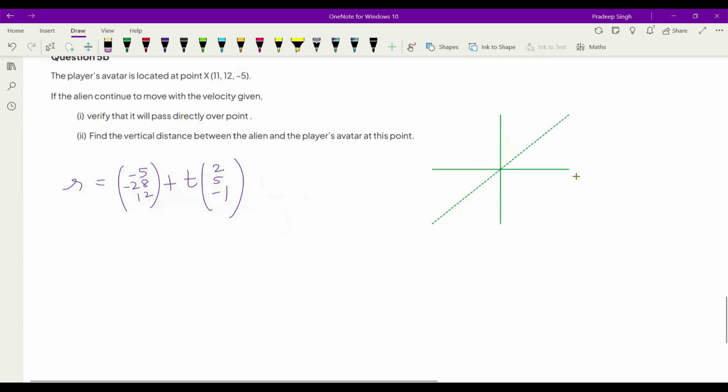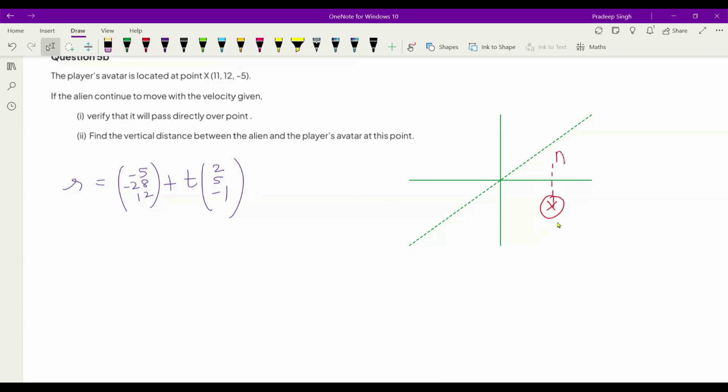So let's try to understand what that even means. Let's draw the coordinate system, the x, y, and z axes. Initially, let me locate the point X. In the diagram, let me write X randomly. That is the position of the player's avatar. Now, since we need to verify whether the alien is passing above X or not, how do we do that? We are going to use the reverse approach. We assume that the alien is above the avatar. So above X, we will have the alien. Let's say A represents the alien and X is the player's avatar.